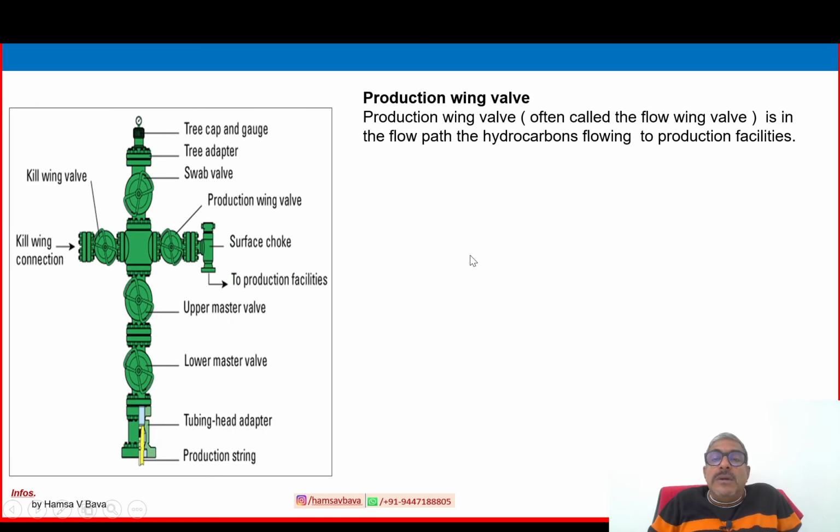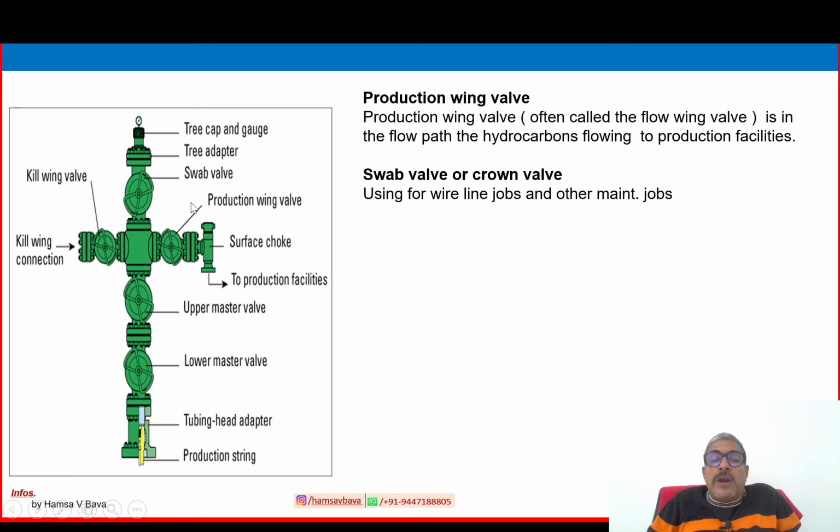Production wing valve, often called a flow wing valve. The flow goes to the subsequent downstream facility or production facility through the wing valve. So we can control the wing valve to stop the flow to the production facility. The production wing valve, often called the flow valve, is in the flow path of the hydrocarbon flowing to the downstream or production facility.